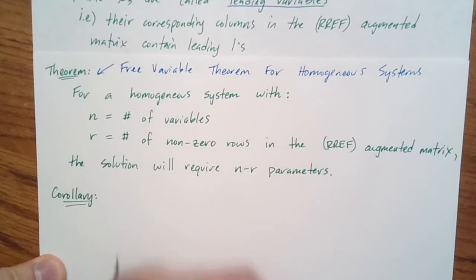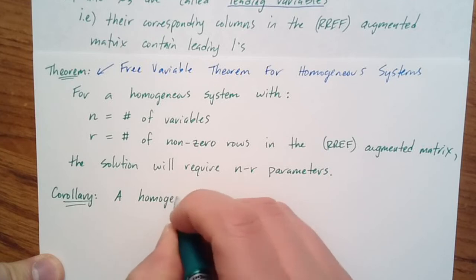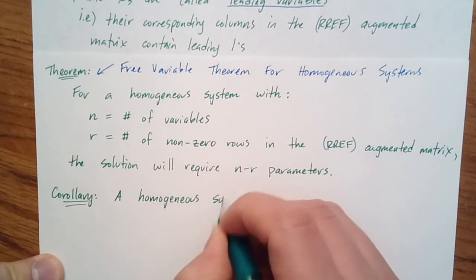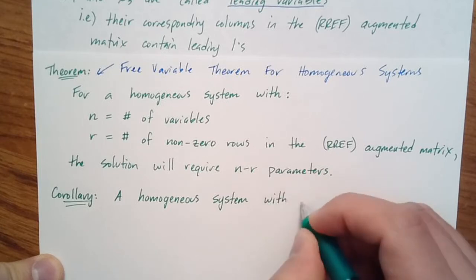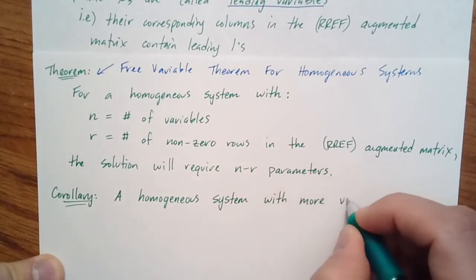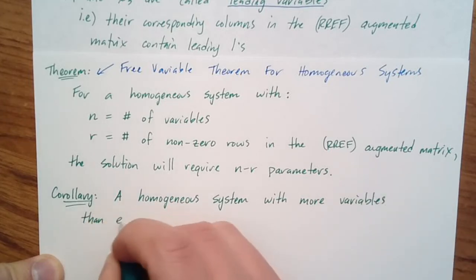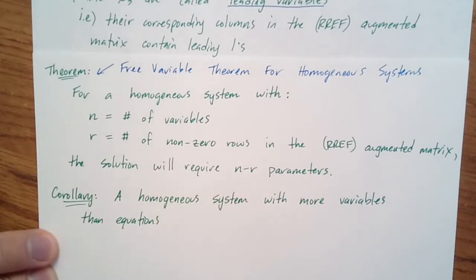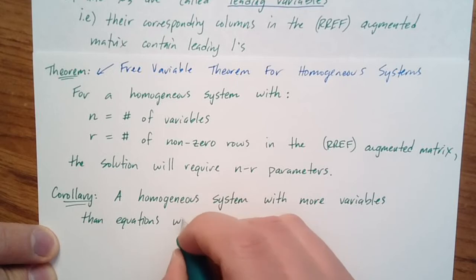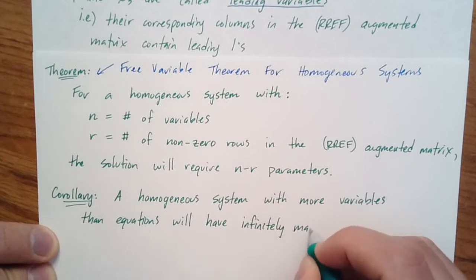And here's what the corollary says. It also applies to homogeneous linear systems. And again, I'm just going to write "homogeneous system" to save one extra word. So if I have a homogeneous system with more variables than equations, then it's going to have infinitely many solutions. That's what this tells us. So we'll have infinitely many solutions.